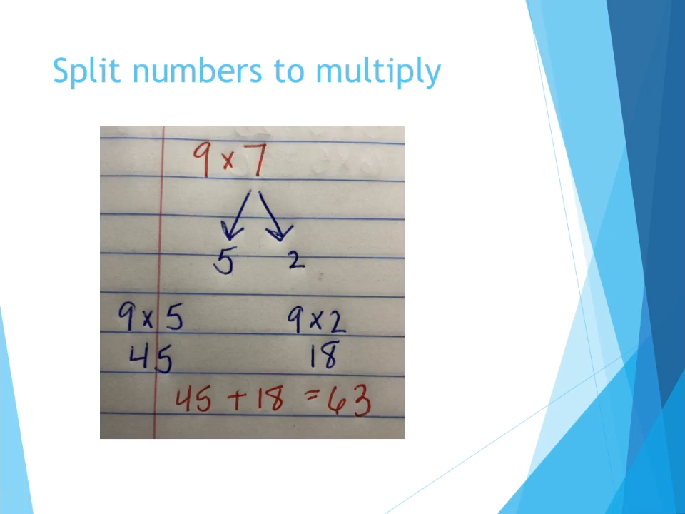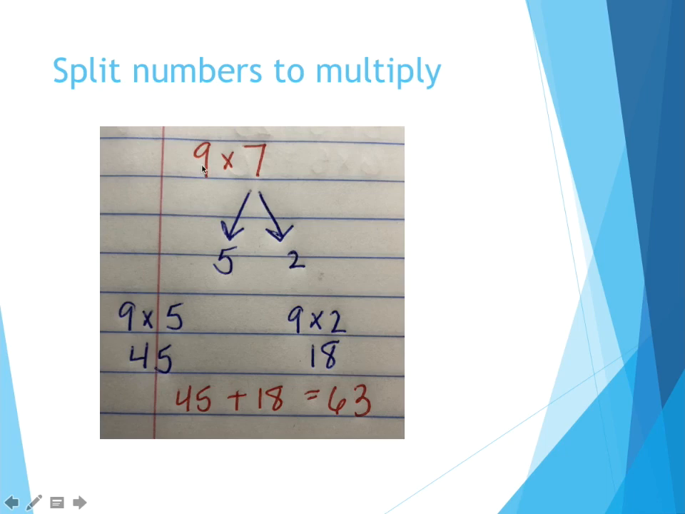Another great handy way to multiply is to use the distributive property of multiplication. We can split these numbers apart to help us multiply. So let's look at our example here, 9 times 7. If I'm struggling with 9 times 7, I can think about factors that I know really well that can help me. So in order to solve this, I'm going to take this 7 and break it apart into a 5 and a 2. I know my 5s really well and I know my 2s really well.